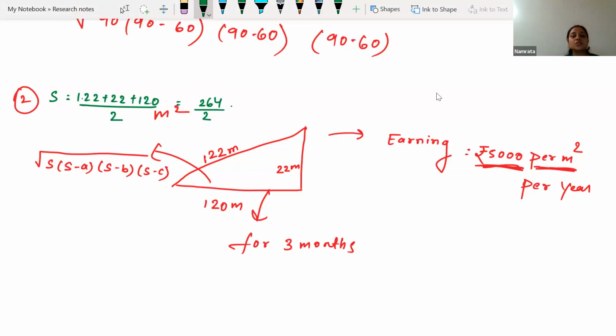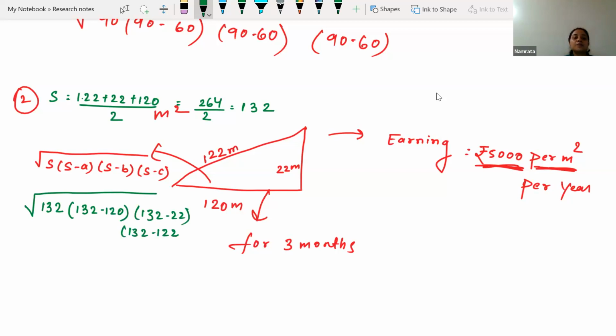Is it correct? Please check it. Yes, ma'am, it's okay. S is 132. Let's find the area. S minus A: 132 minus A. If your question doesn't say which is A, B, or C, you can take any one side as A, another as B, and another as C. So 132 minus 120, 132 minus 22, and 132 minus 122.